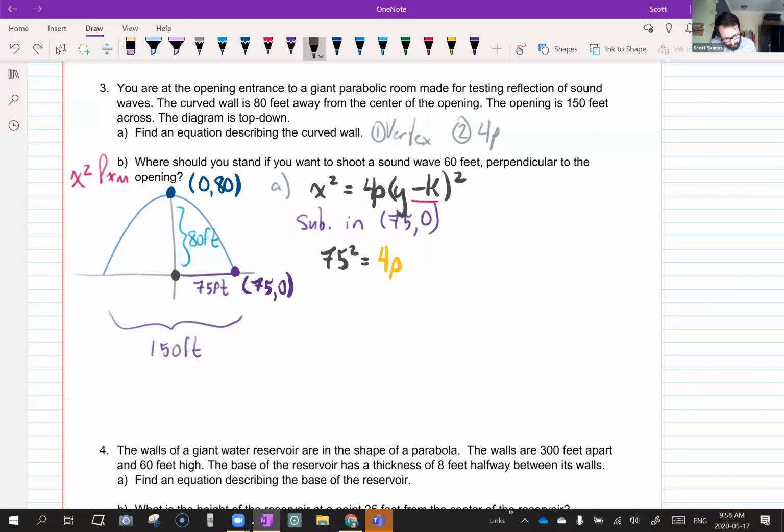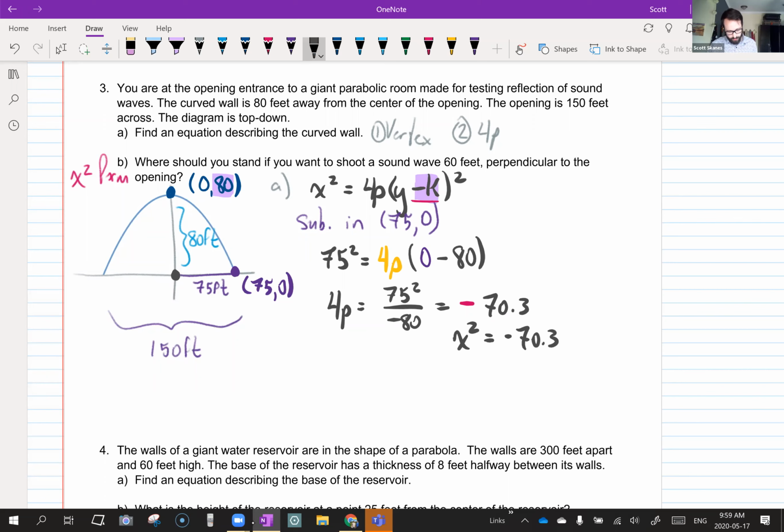Okay, so sorry about that mistake. That gives 0 minus k, and the k is 80 in this case. Just so you're clear, k is this guy. And solve that. That means that 4p is actually 75 squared divided by negative 80. And that means that 4p is negative 70.3. That's what I'll put in. And so that gives me the formula x squared equals negative 70.3 y minus 80 all squared.